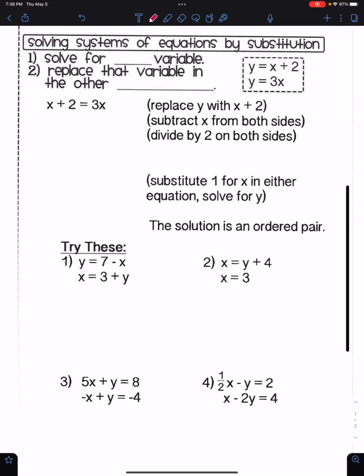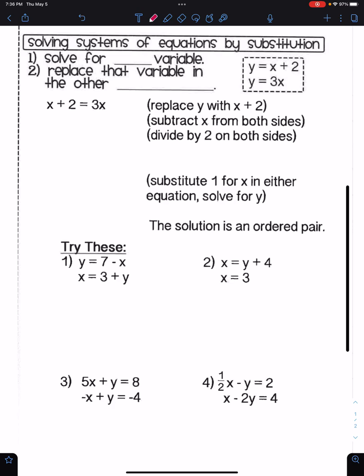Today we're going to be learning more about solving systems of equations. Last class we learned how to solve them by graphing the two lines to see where they intersect. Today we're going to learn how to solve systems of equations by substituting. We're basically solving them algebraically.